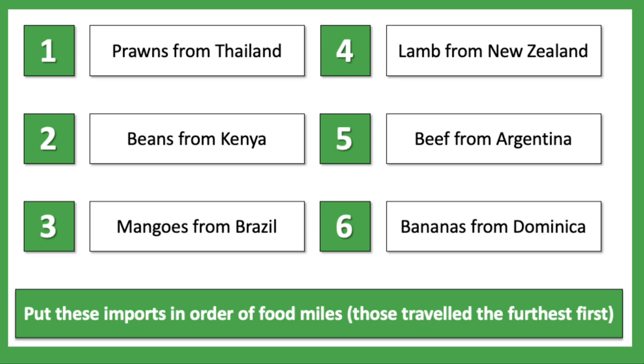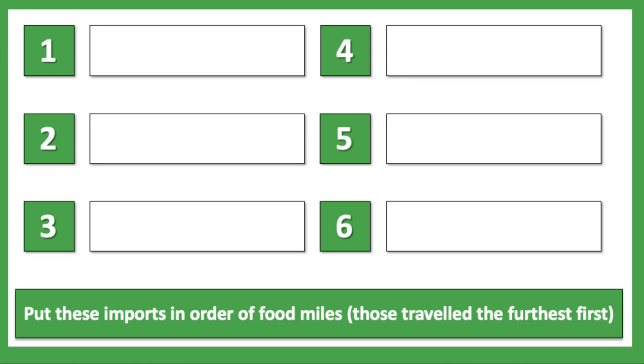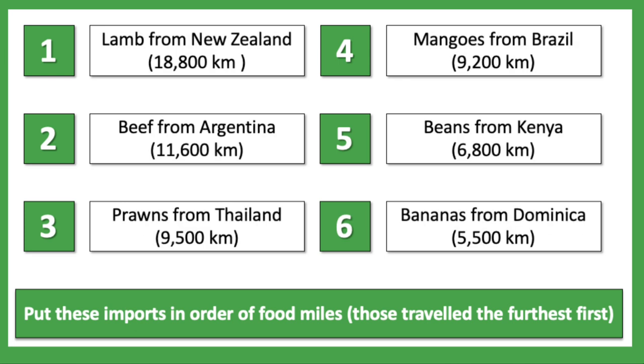Okay, if you haven't paused already, please do. Let's reveal the answers. In the first place, we've got lamb from New Zealand traveling over 18,000 kilometers, in fact 18,800 kilometers. We then got beef from Argentina coming across the Atlantic, traveling 11,600 kilometers, prawns from Thailand at 9,500 kilometers, mangoes from Brazil at 9,200 kilometers, beans from Kenya at 6,800 kilometres, and bananas from Dominica in the Caribbean, which is 5,500 kilometres.